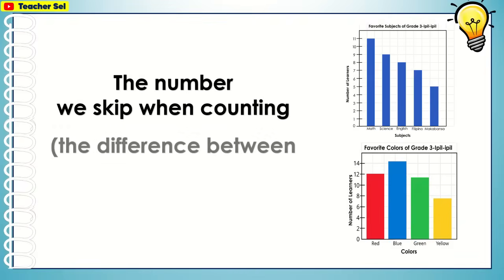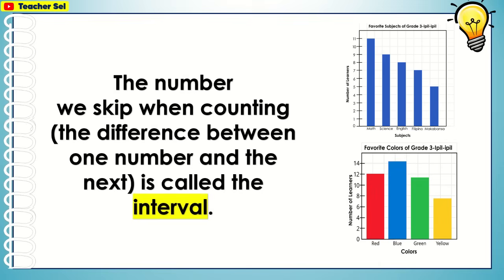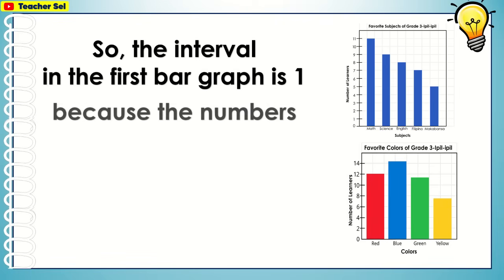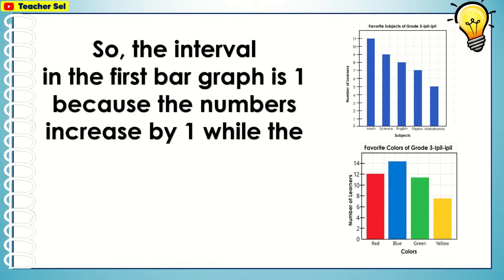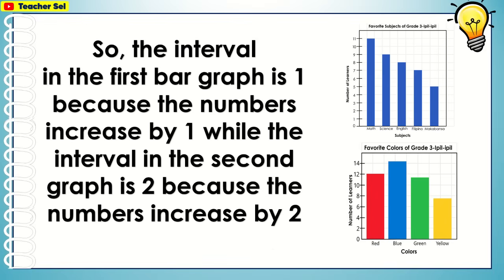The number we skip when counting, the difference between one number and the next, is called the interval. So the interval in the first bar graph is 1, because the numbers increase by 1, while the interval in the second graph is 2, because the numbers increase by 2 each time.